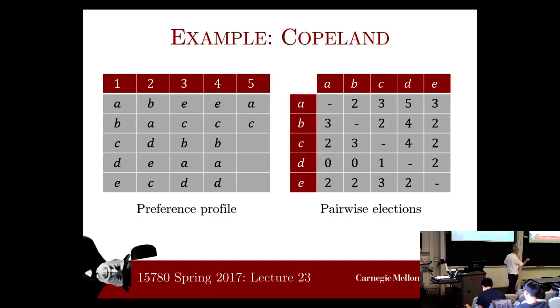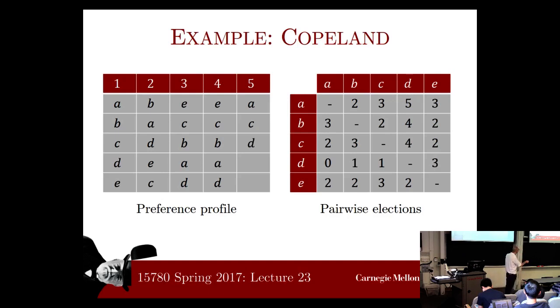So what about the next position? If I put B here, then B would get an additional point against D and E. So this would be 5, this would be 3. But then the Copeland score of B would be 3. He would beat A, D, and E. And that's not good enough because that would be a tie with A. So I can't put B in the next position.